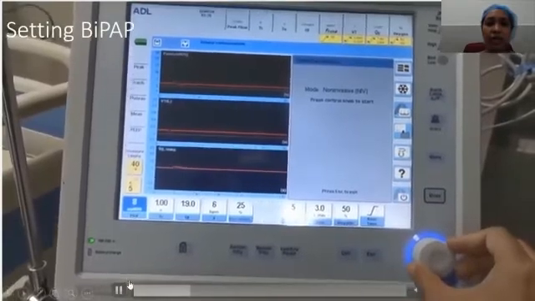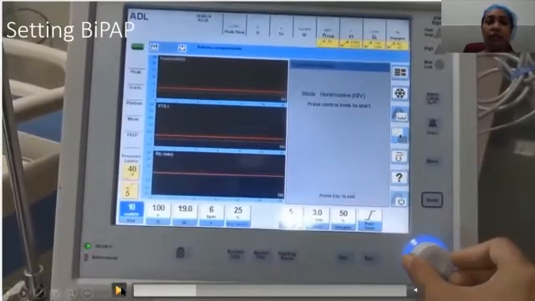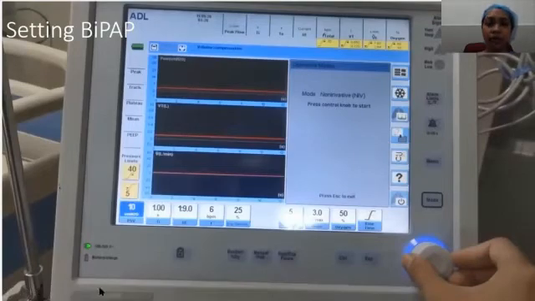Now we need to change the settings. The non-invasive mode has PSV or the inspiratory pressure setting, the PEEP or the expiratory pressure setting, the breaths per minute or the respiratory rate setting, and the FiO2. The respiratory rate which comes as a default mode is 6, and so we need to increase it for the patient.